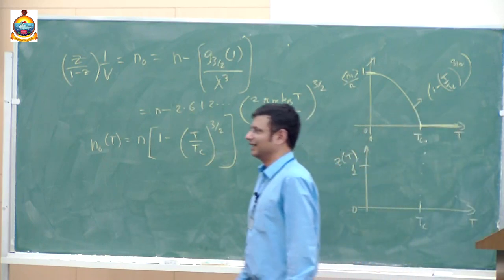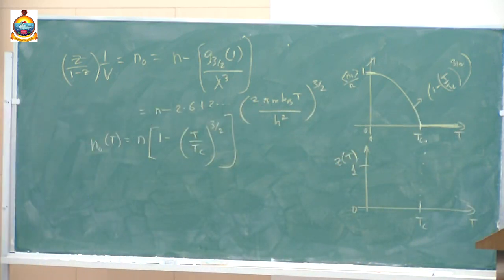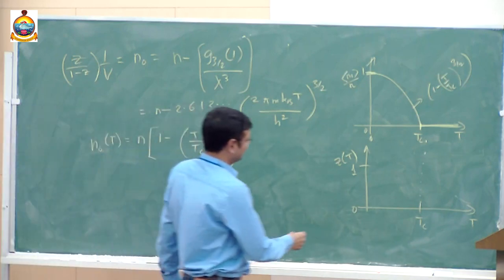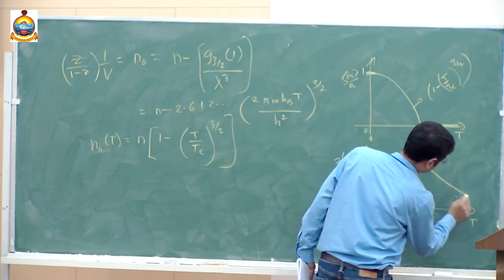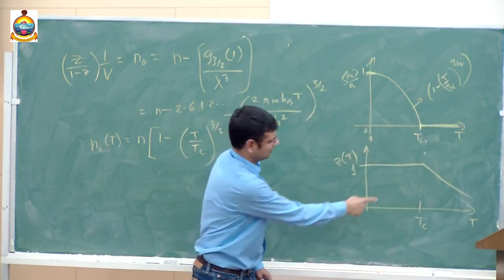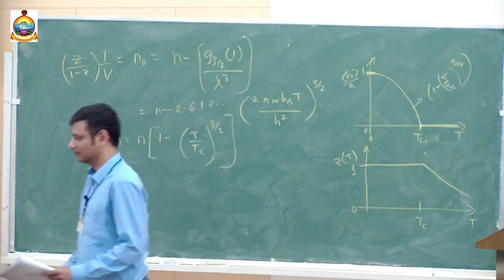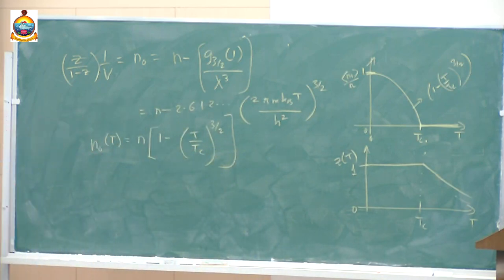See, when T becomes less than TC, this number has to diverge. So what is the only way in which this number can diverge? Yeah. So below TC, Z becomes fixed at 1. And then above TC, it does something like this. That's it. This is the behavior. Okay, good. So this is the explanation of the Bose-Einstein condensation.